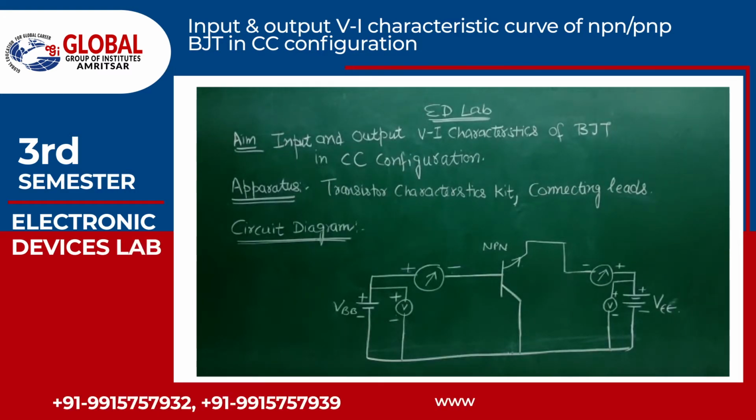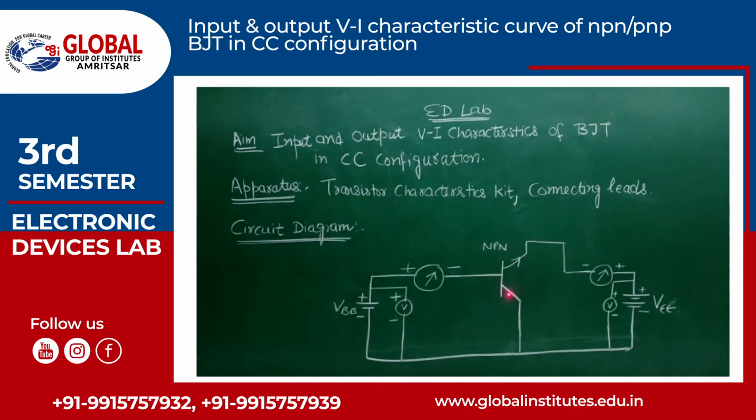Today we will perform our next experiment, that is input and output VI characteristics of transistor in common collector configuration. Apparatus required is transistor characteristics kit and connecting leads. This is the circuit diagram of the transistor in common collector configuration. Here collector terminal is made common in the input side as well as in the output side.